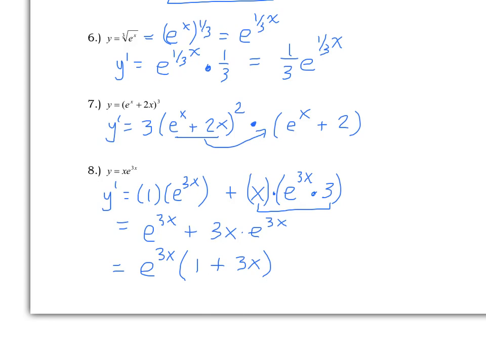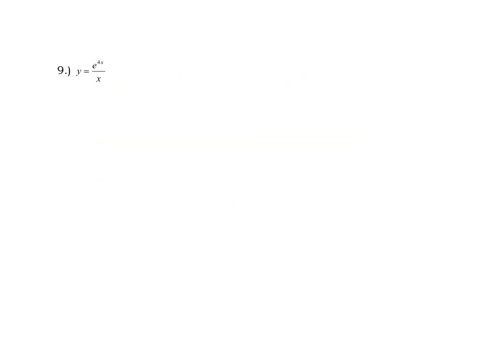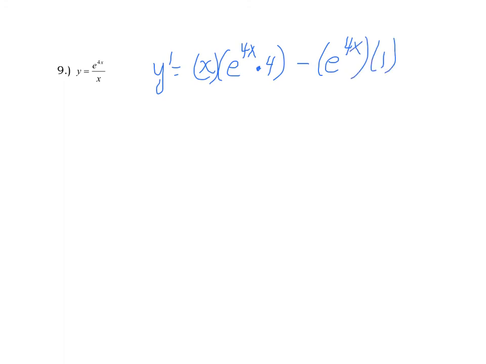Let's go on to the last page. Okay, so we have just one more example here. Notice this is a quotient. So we need the quotient rule. So low, d high, so the derivative of this, so there's my low d high, minus high d low, all over low squared.